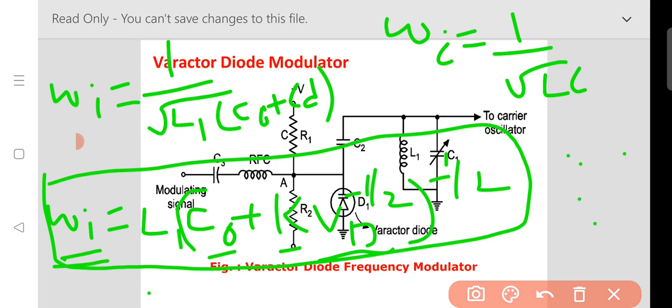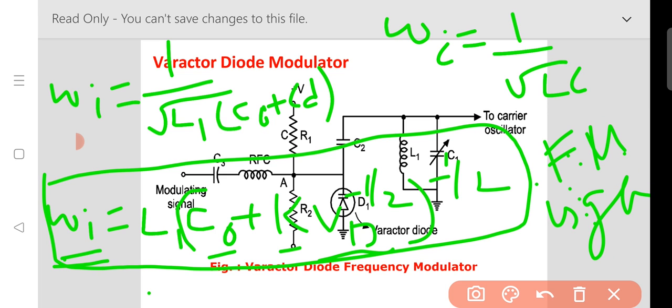So here the Vd depends upon the modulating signal f of t. The modulating signal f of t causes the change in Vd. That Vd changes the frequency. Hence, we state that the oscillator frequency omega i is dependent on the modulating signal f of t. So we simply state that here FM is generated. I hope you understand this scenario.